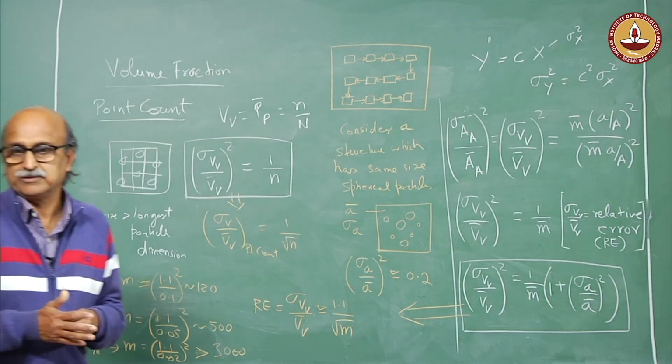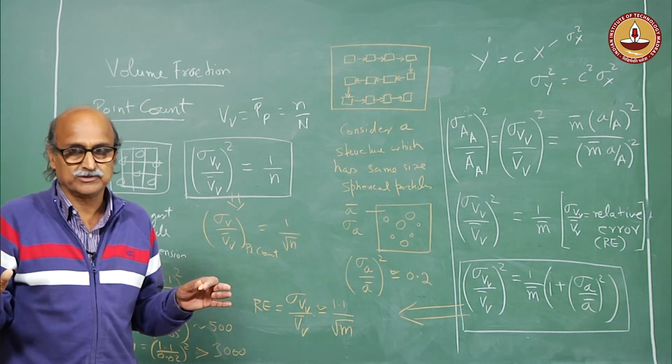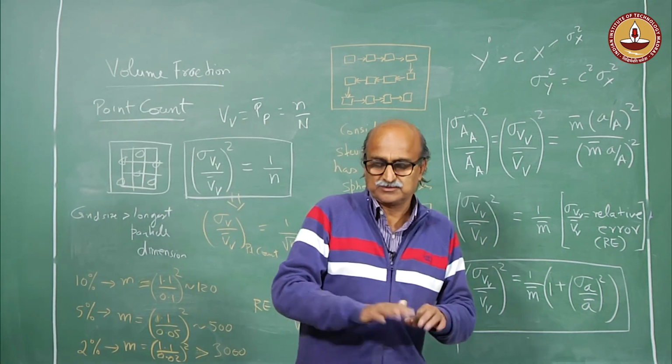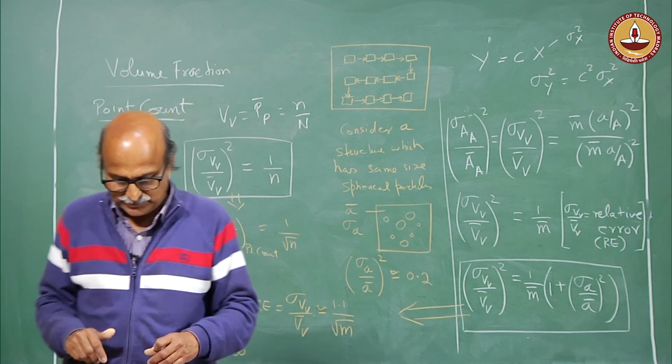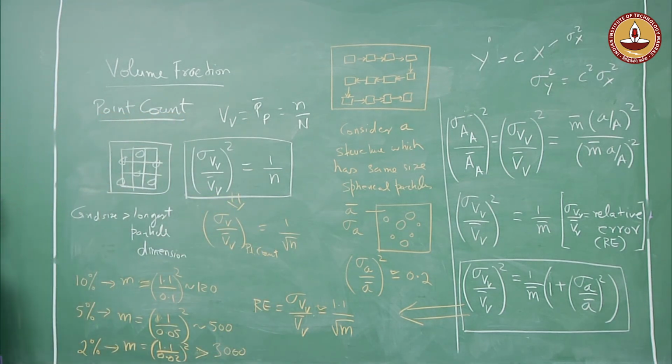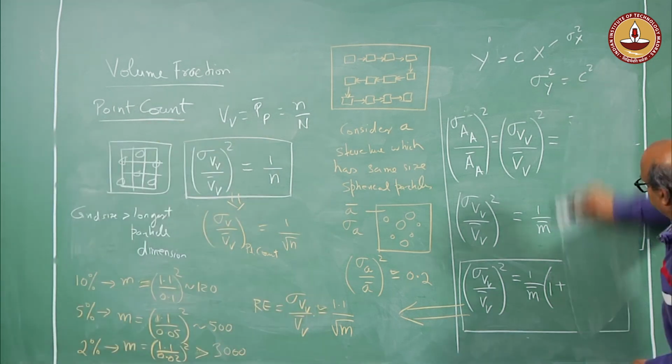Are there any questions I can answer on this? Okay. So, this completes my volume fraction estimation. Let us now look at those other estimates, and we need to show how those stereological relationships get derived.